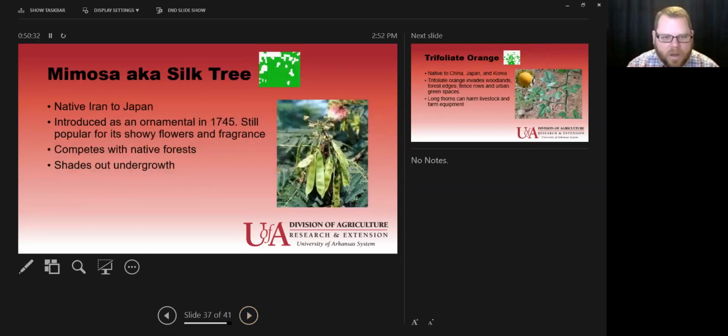A mimosa tree can also be known as a silk tree. It was native from Iran all the way to Japan, and it was introduced in 1745 as an ornamental. It's still very popular. It does have those showy flowers and a nice fragrance to it. I remember as a kid pretending that the seed pods were bananas. But it is a popular tree that we see around, but mainly because it's now an invasive.